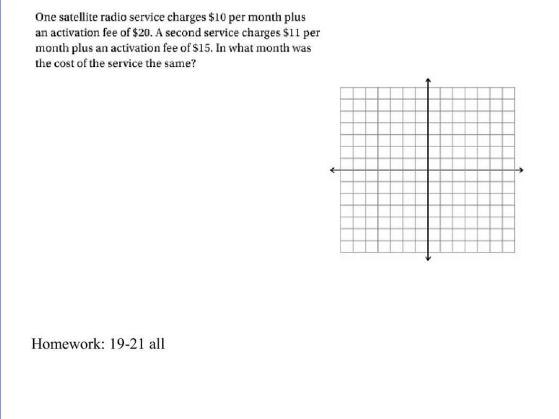One more story problem. It's very similar, actually, to the last one. So let's see if we can talk our way through this. We have one satellite radio service, XM, charges $10 per month plus an activation fee of $20.